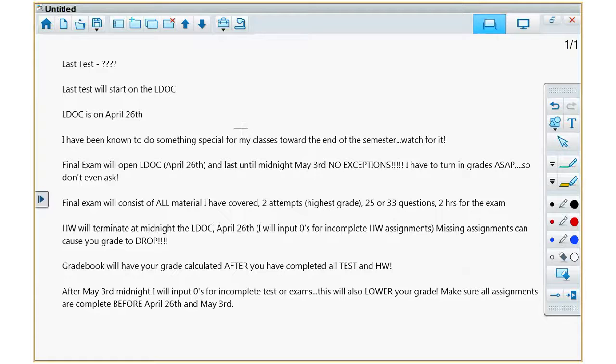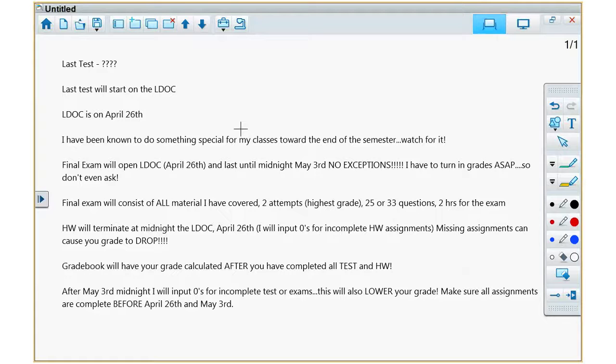These people come up to me after the last day of class and they say, my grade dropped. I dropped down to a B. I don't understand. Well, you didn't turn in 2 sets of homework. So make sure you write down: homework will terminate on the 26th, midnight.